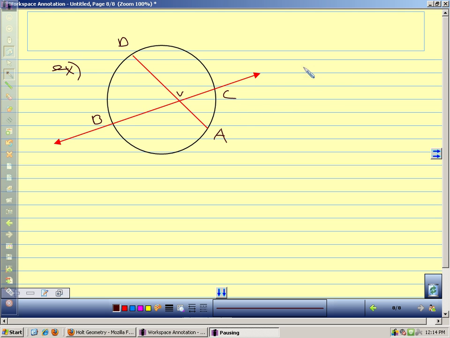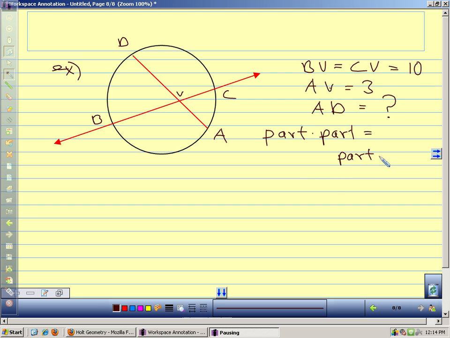And we know that BV equals CV, and those both equal 10. And AV is 3, and we want to know segment AD. This should be AV, sorry. All right, so we have two chords intersecting inside the circle. So our rule is going to be part times part equals part times part.